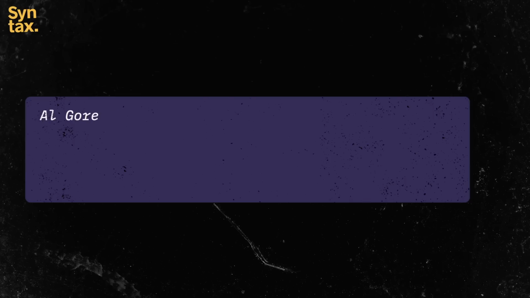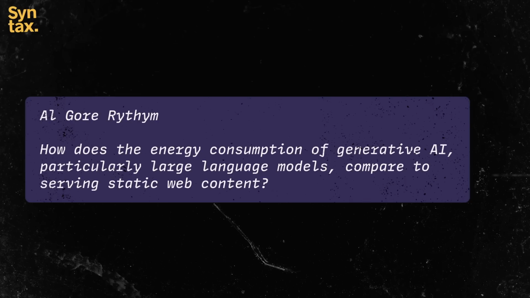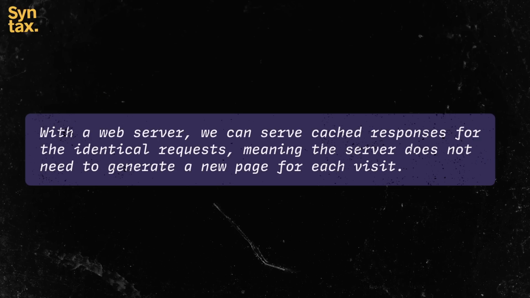Yeah. Question from Algorithm. How does the energy consumption of generative AI, particularly large language models, compare to serving static web content? With a web server, we can serve cached responses for identical requests, meaning the server does not need to generate a new page every single visit, right? That makes sense. Somebody goes to syntax.fm/796, and then the next person that visits that web page, we don't need to regenerate that. We don't need to do a database call or loop over all of the show notes or anything. It's all been generated already, and we simply need to serve up the cached version of that.